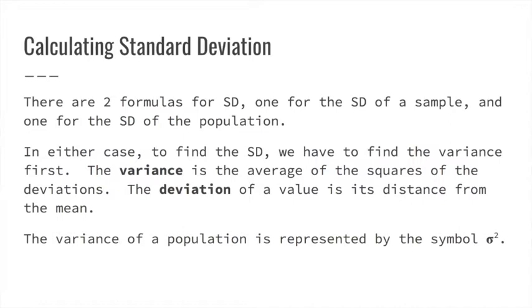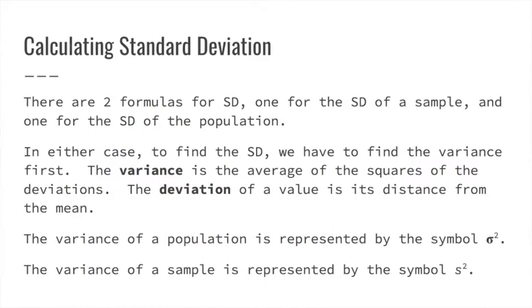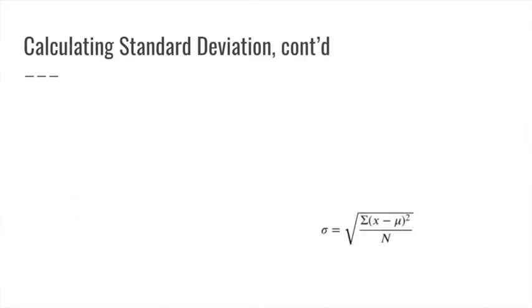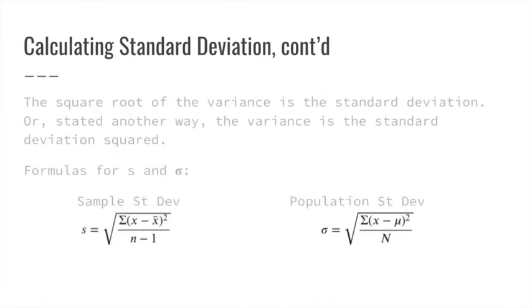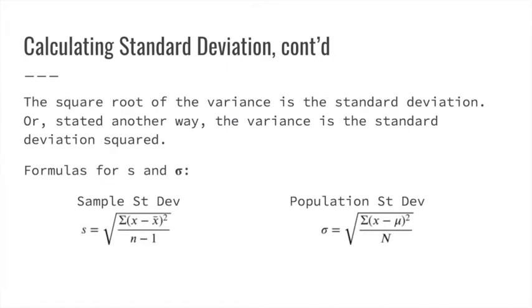So the symbol for variance is, if you're dealing with a population, sigma squared. If you're dealing with a sample, it's s squared. All right, so the standard deviation for a sample is abbreviated with an S. The standard deviation for a population is abbreviated with this funny looking symbol that is actually a lowercase Greek letter sigma. And these are the two formulas that we use depending on whether we're looking for a sample or a population.